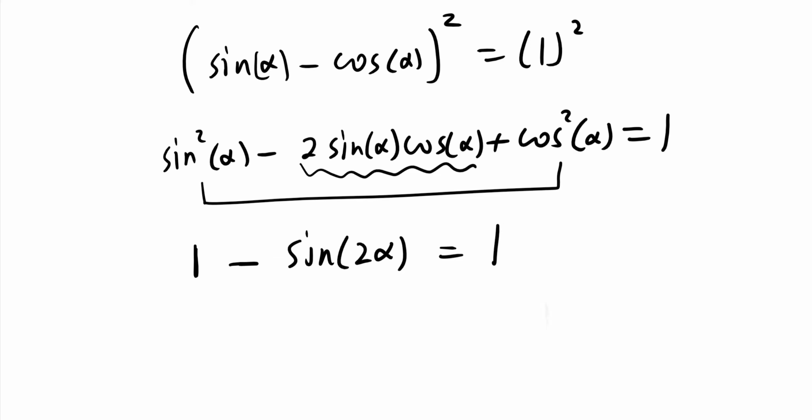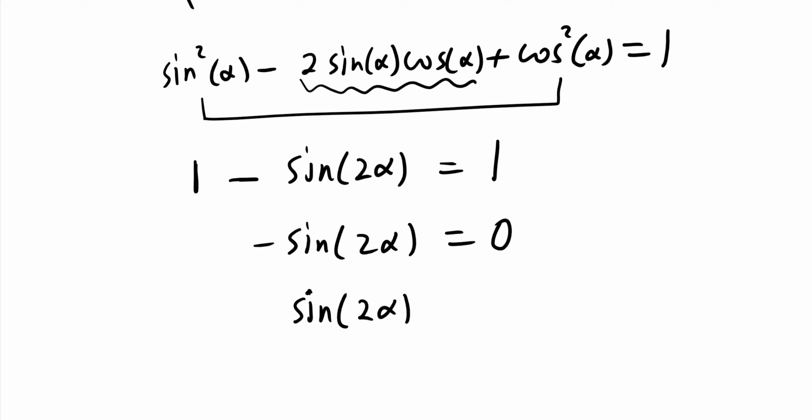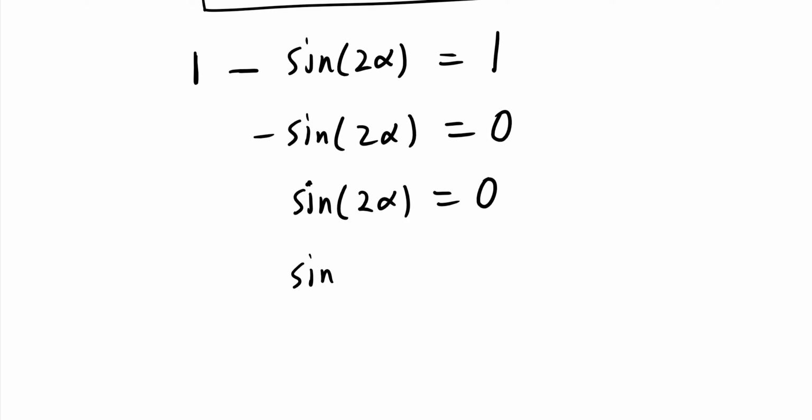What do we do next? We can subtract 1 on both sides. That will make it 0. Multiply by negative. We don't like to see a negative sign in the front. That would be 0 again. And then this stays the same. This is sine of 0, because sine 0 is 0. That's the smallest angle whose sine is 0.